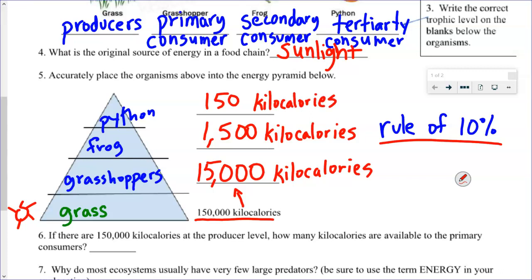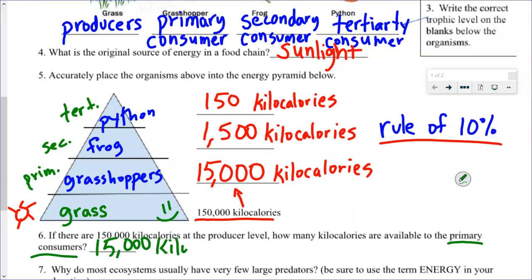Okay. So now let's go down here and answer question number 6. It says, if there are 150,000 kilocalories at the producer level, that's here, okay, then how many kilocalories are available at the primary consumers? This is requiring us to understand the definition of that word primary consumer, right? So the grasshoppers are the primaries. We just labeled those up top, right? The frogs are the secondary, and the python is the tertiary. So that's how that works. So I'm just going to look at the number I wrote down next to the grasshoppers, which the answer is 15,000 kilocalories.